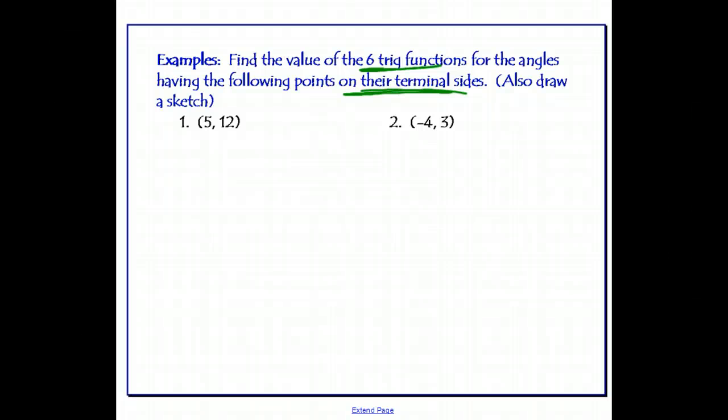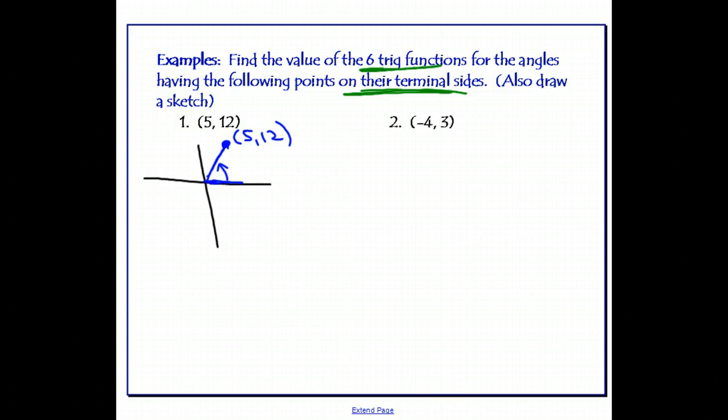Later on you realize you don't really need to sketch these out. You can just kind of see this. But early on, let's sketch this out. Okay, we've got our coordinate system here. Somebody opened up an angle, and they ended up at (5, 12). I won't mark all the tick marks, but call that (5, 12). So they started on the positive x-axis, rotated counterclockwise, and ended up right here at (5, 12).